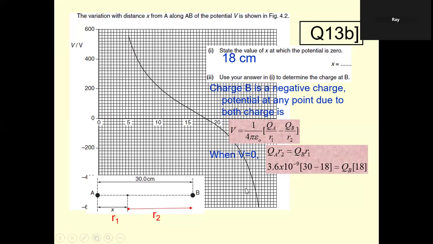That's 18 cm, that's 18 cm, R1. R2 is 30 minus 18. As long as they are the same unit, all right, no need to change to SI unit.